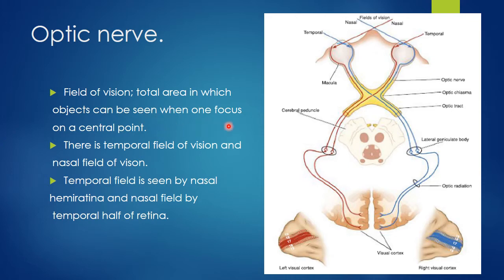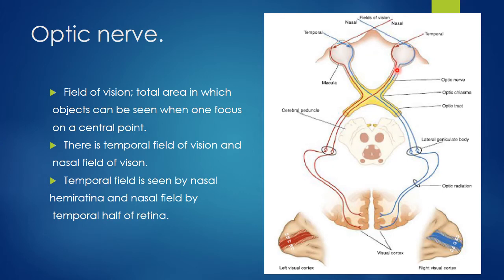So field of vision को हम दो parts में divide कर सकते हैं, एक temporal field of vision और दूसरा nasal field of vision. जो temporal field of vision है, it is seen by the nasal half of the retina. It forms the image on this nasal half of the retina, while the nasal field of vision is seen by this temporal half of the retina.